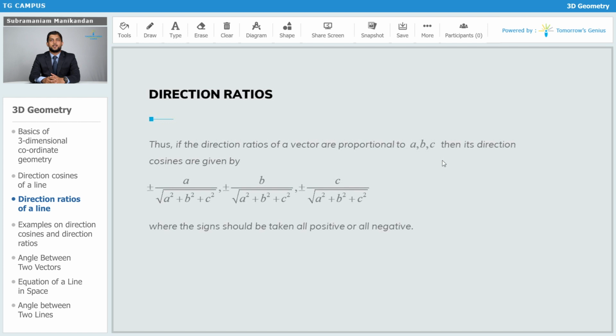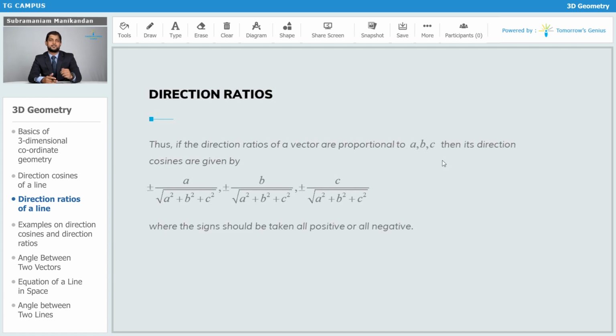So if we have three numbers A, B and C, which we say are proportional to the direction ratios of a line, then we can find out from those the direction cosines of the line. How is that? Suppose A, B and C are the direction ratios of a vector, that is, they are proportional to the direction ratios of a vector. When we say A, B, C are direction ratios, we mean that they are proportional.